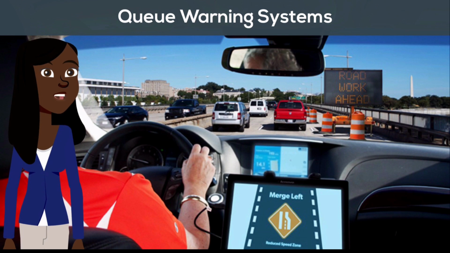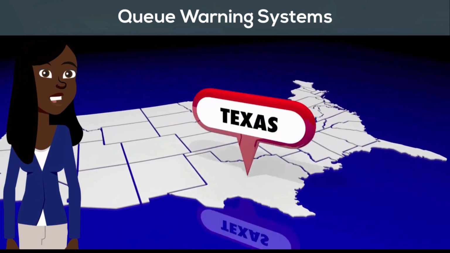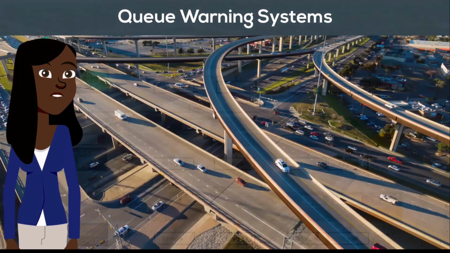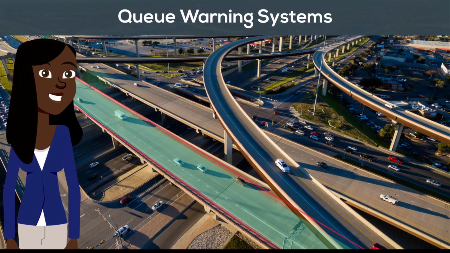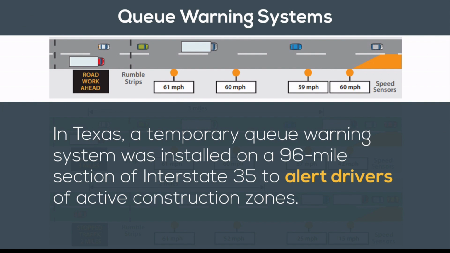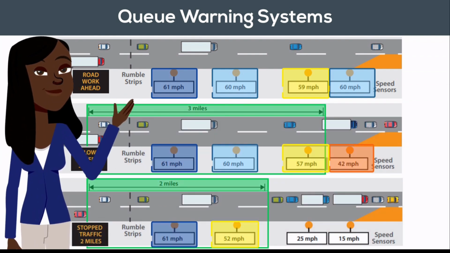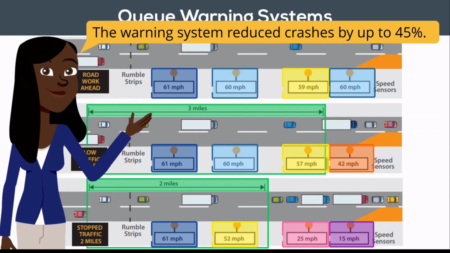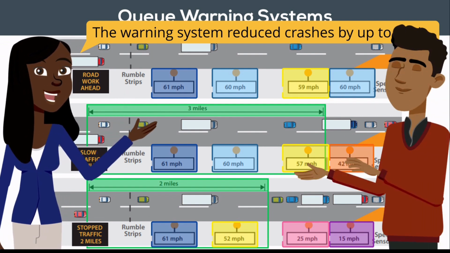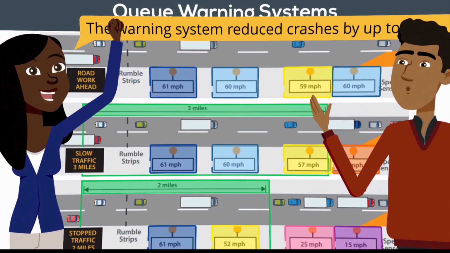Let's look at some examples of how these systems have been implemented to support safer operating roads. In Texas, a temporary queue warning system was installed on a 96-mile section of Interstate 35 to alert drivers of active construction zones. Preliminary results from the Texas Department of Transportation indicate that the warning system reduced crashes by up to 45%. Those are great results.